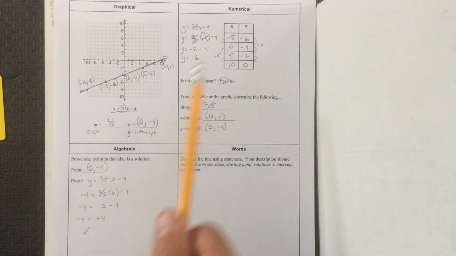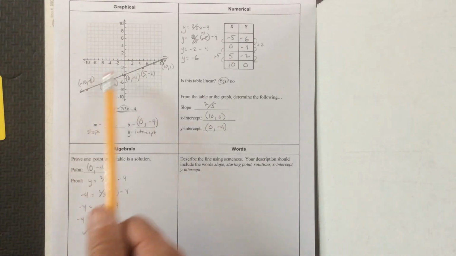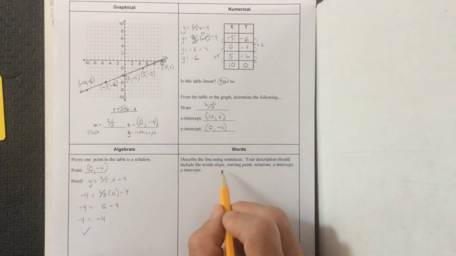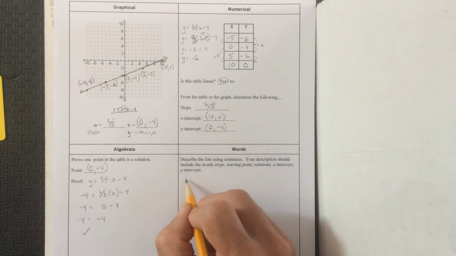So we've proven that a point from the table is on the line because the left side equals the right side. We've graphed it and we've gotten all of our points from this. Now we're just going to write a couple of sentences that describe the line. So let's do slope and y-intercept because those two go together pretty well.